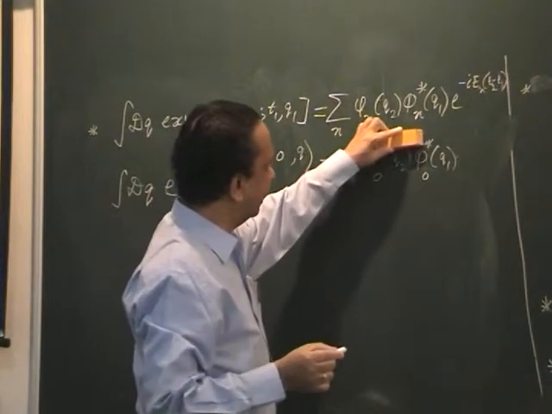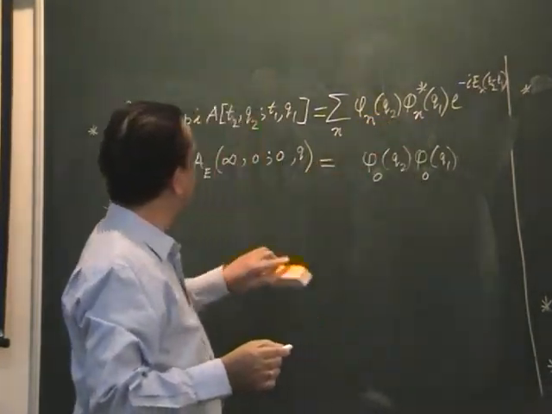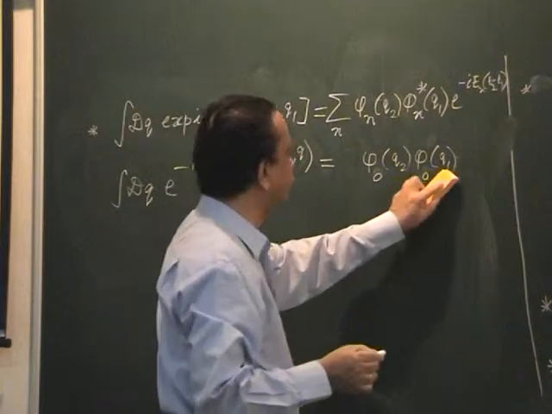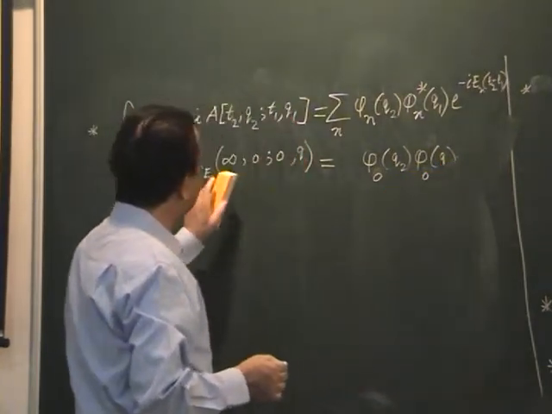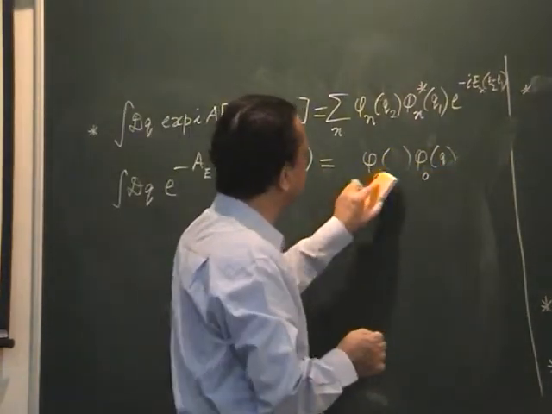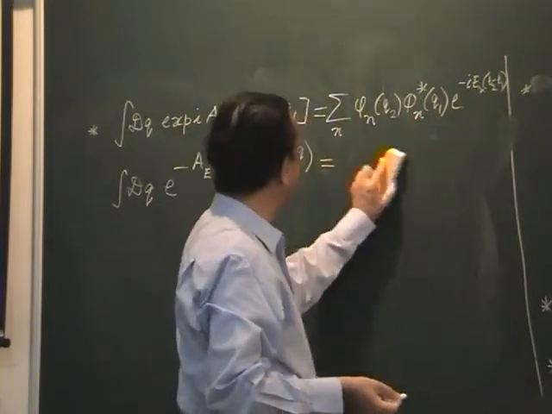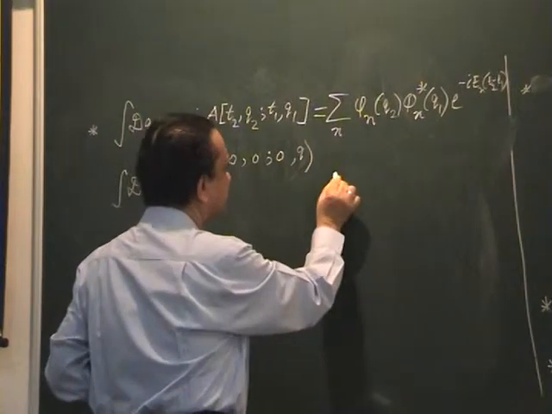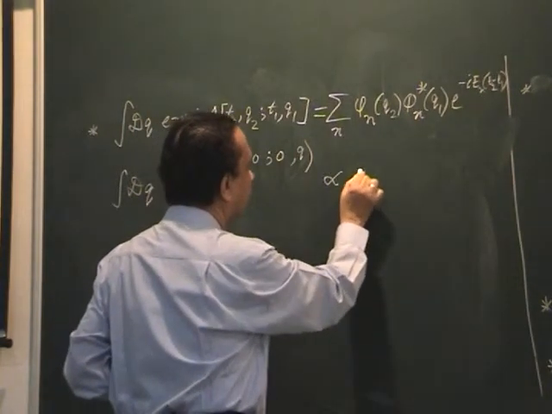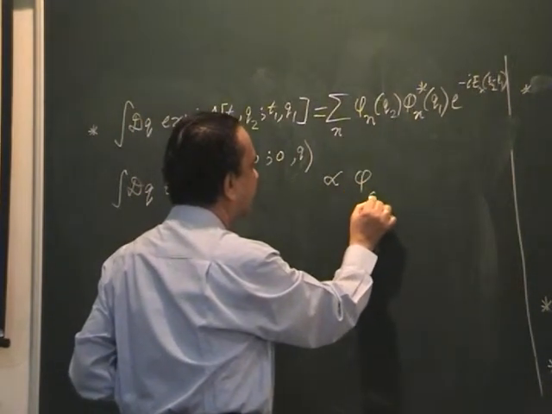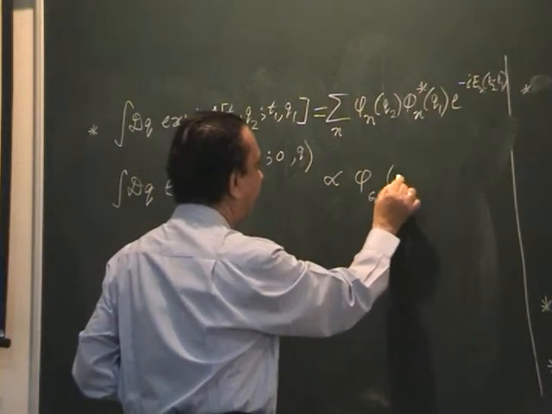And the ground state is real, so I don't need the star. Q1 I have called Q, and Q2 I have taken to be 0, so this is just a constant. And I can ignore that constant because I can always normalize the ground state. So this is proportional to phi ground state of Q.